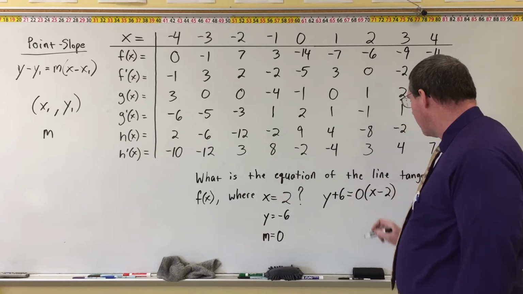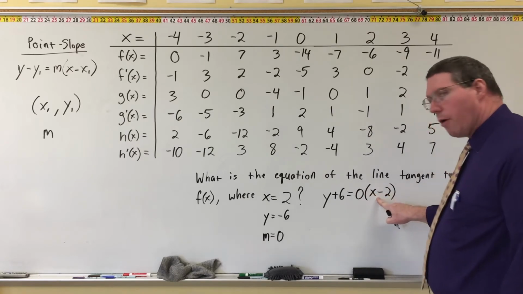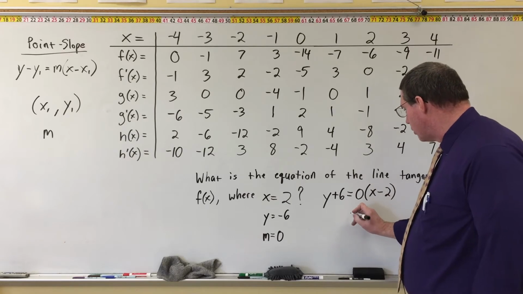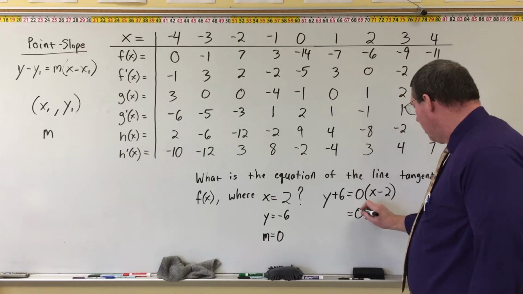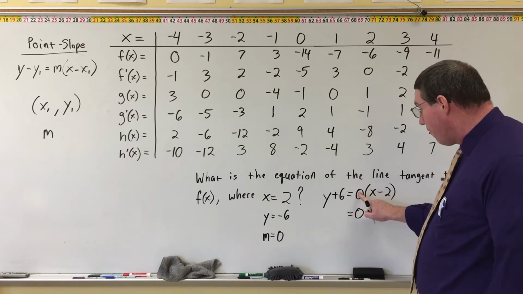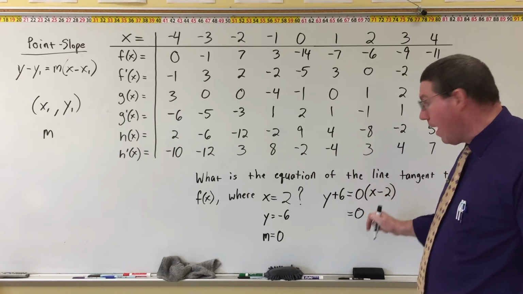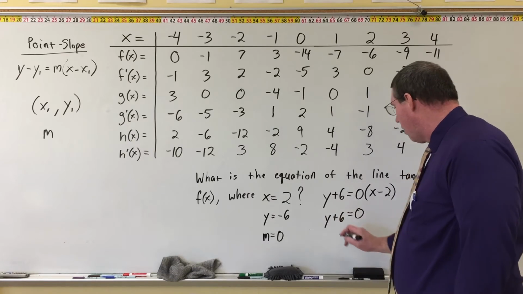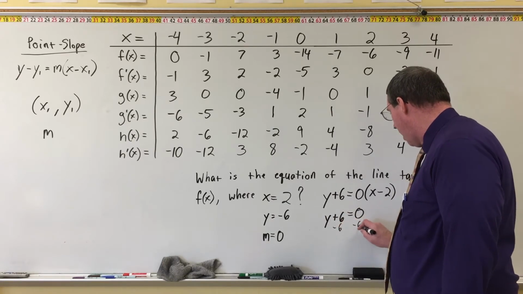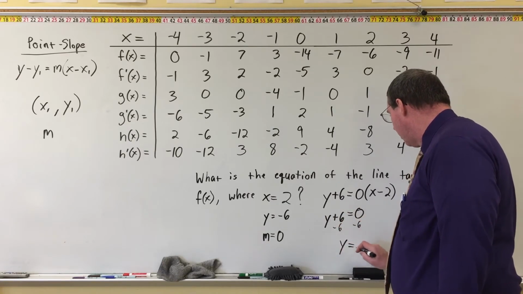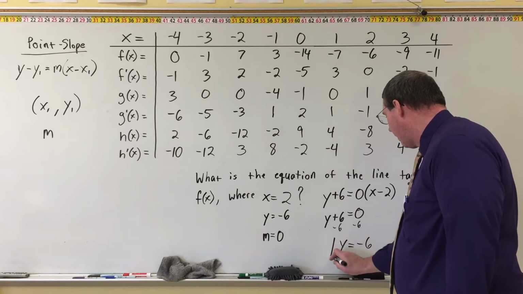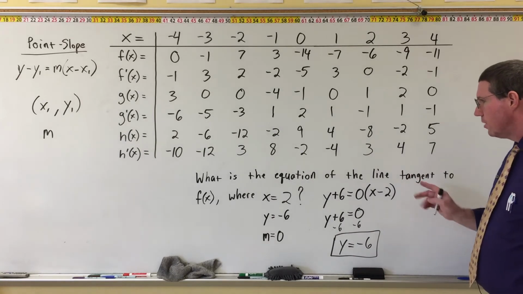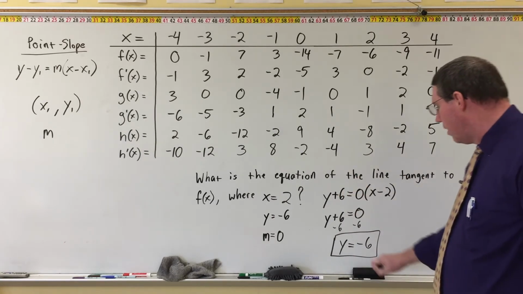Well, here's the interesting thing, though. What is 0 times x minus 2? If you multiply 0 times x minus 2, that's just going to be 0. Therefore, the slope of 0 always cancels out the x term. And what we have now is y plus 6 is equal to 0. And if we subtract 6 from both sides, we wind up with an equation of the line that says y is equal to negative 6. So the equation of the line tangent to f of x, where x is equal to 2, is just simply y equals negative 6.